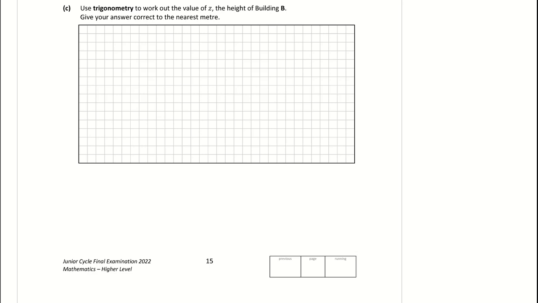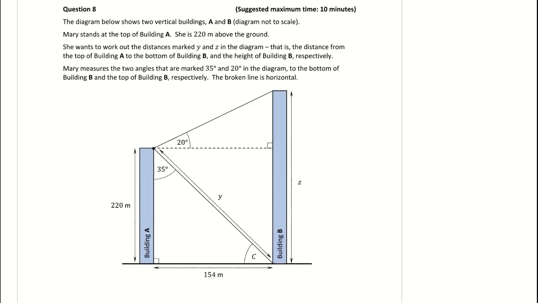Now, I'm just going to scroll back up to the picture, just so we can mark in some information here. What they want us to find is the height of the building, the height of block B, and they've called it Z. Now the triangle we're looking at isn't a right angle triangle, so I need to break it up into two triangles.